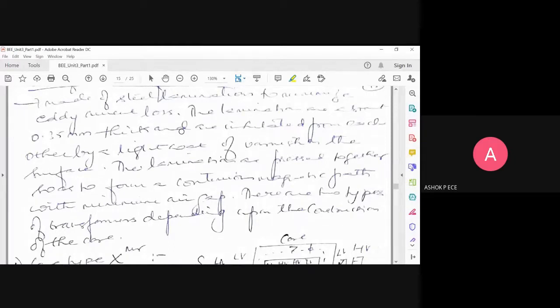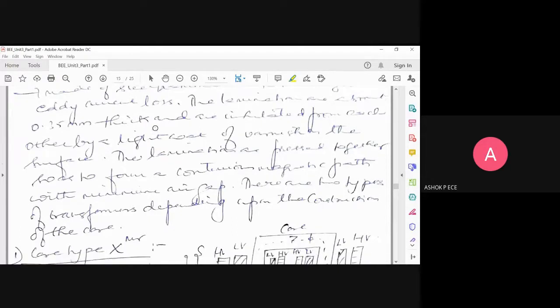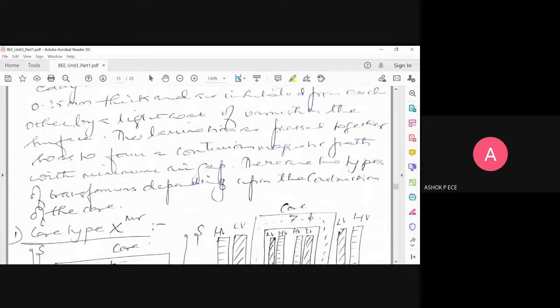You're going to divide the core into subdivisions, and you're going to laminate them so that you can minimize eddy current loss. Okay, when you laminate each portion of your core, you are going to prevent closed loops from forming, and so eddy currents will be very few. Okay, and all the laminates are pressed together using rods so that there is minimum air gap. And two types of transformer cores are possible.